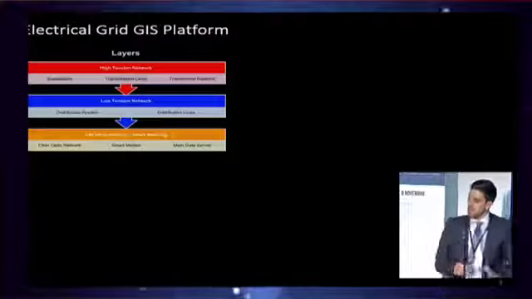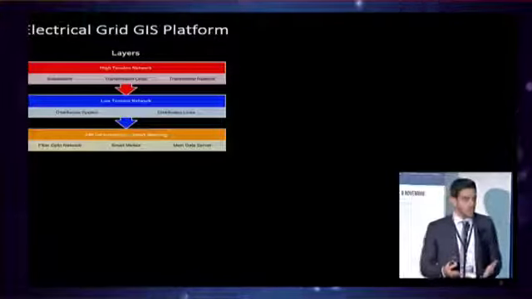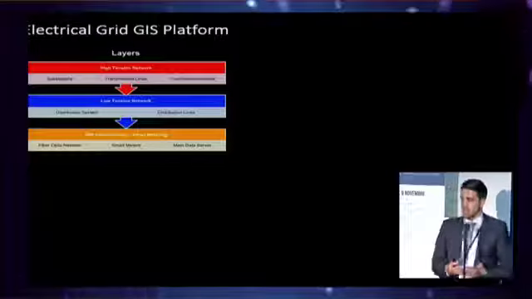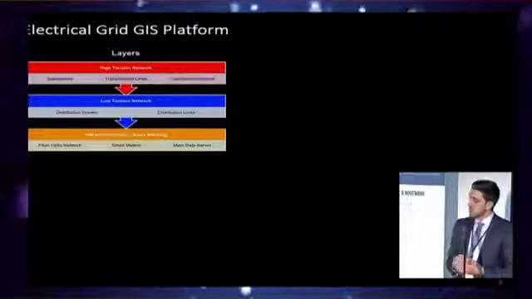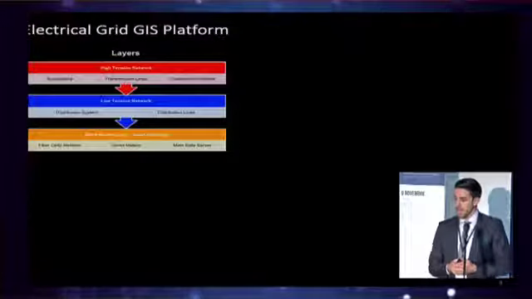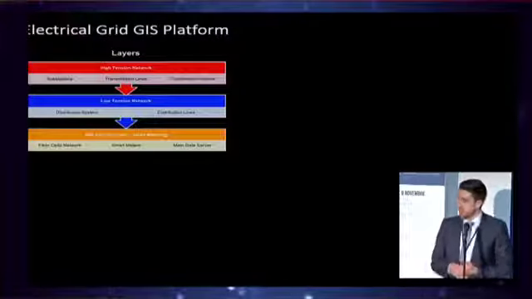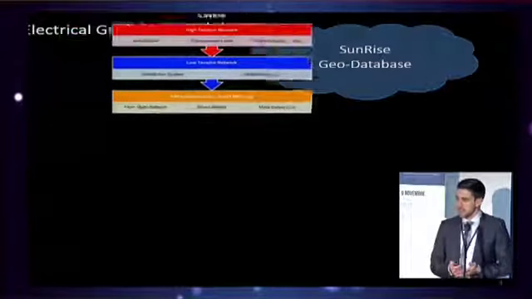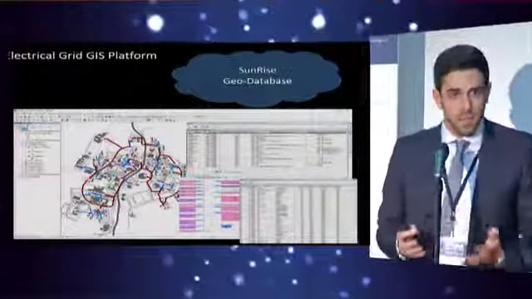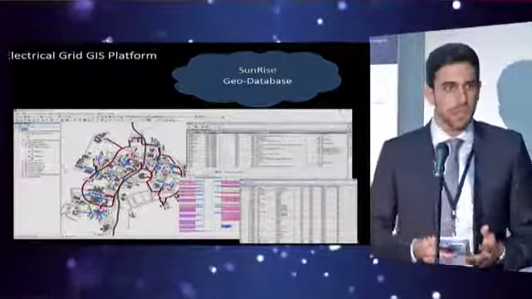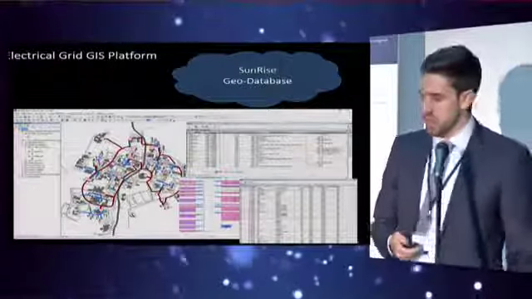Now, we started off by splitting the layers of the electrical network to understand the infrastructure itself. Afterwards, we took these sub-layers, which are the high-tension network, the low-tension network, and the AMI infrastructure, and we implemented them into the SunRise geodatabase. This means we georeferenced all the features of the electrical grid, giving us easy access to data at any time during the day.